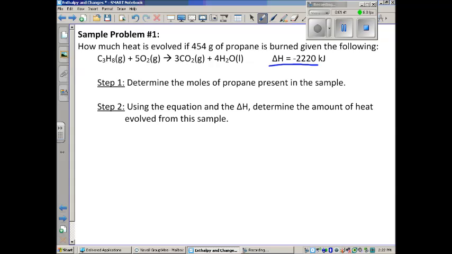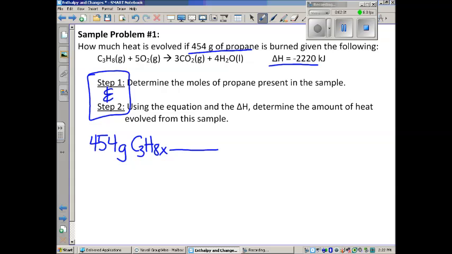So if you'll do all of this under step number 2, combine these 2 steps into 1 math problem, because I don't want you separating it. It makes it more difficult. So you're going to start with what you know, which is that you have 454 grams of propane, C3H8. Then I'm going to convert this into moles. That's our first step. For every 1 mole of C3H8, if you look up the molar mass for C3H8, it is 44.0 grams. So now I've gotten my gram value into moles.